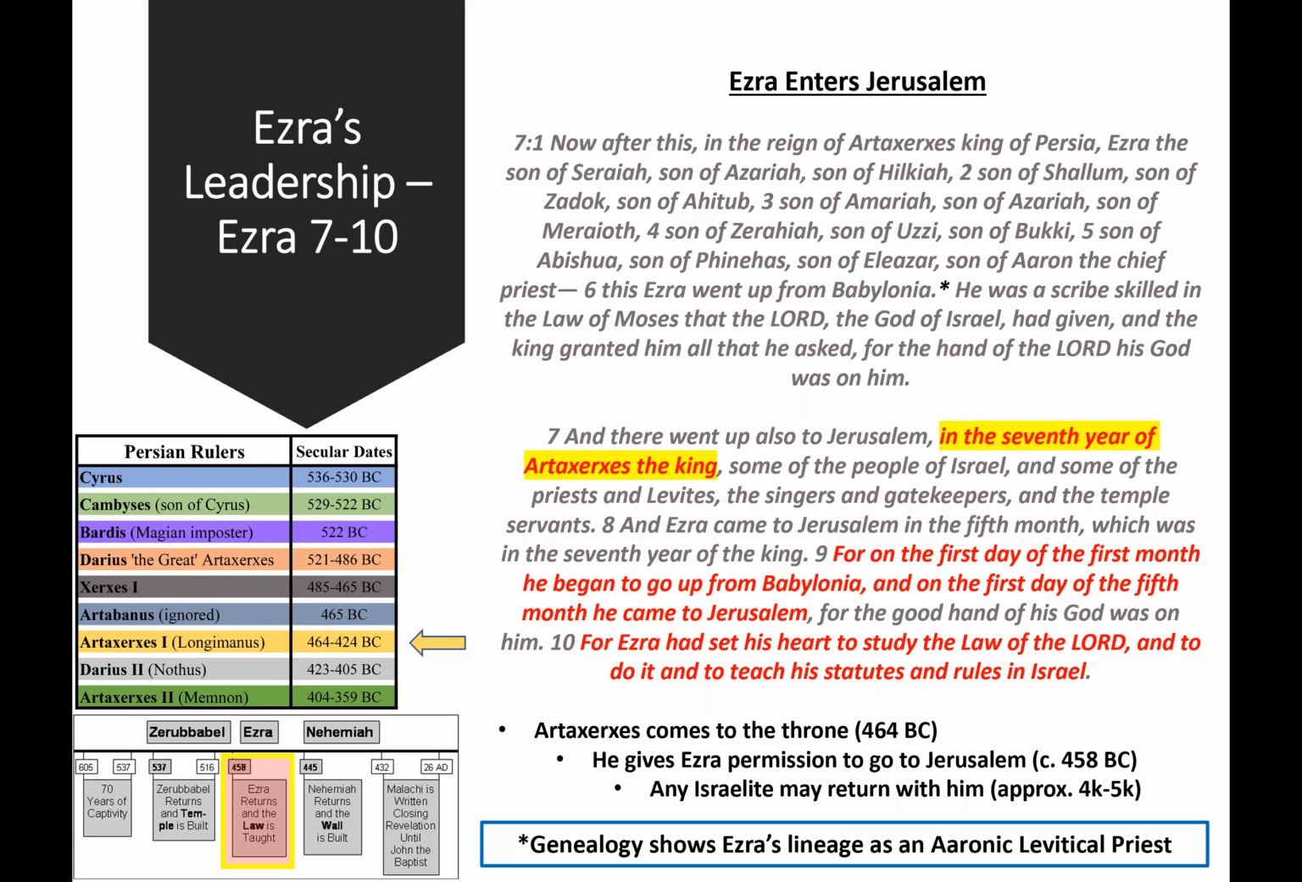For Ezra had set his heart to study the law of the Lord and to do it and to teach his statutes and rules in Israel. So Artaxerxes comes to the throne in 464 BC, which we can see on the chart there. And he gives Ezra permission to go to Jerusalem in 458 BC or around that time. And along with that, he allows any Israelite that wants to return to Jerusalem to go with him. And so we have approximately 4,000 to 5,000 people that go with Ezra back to Jerusalem.